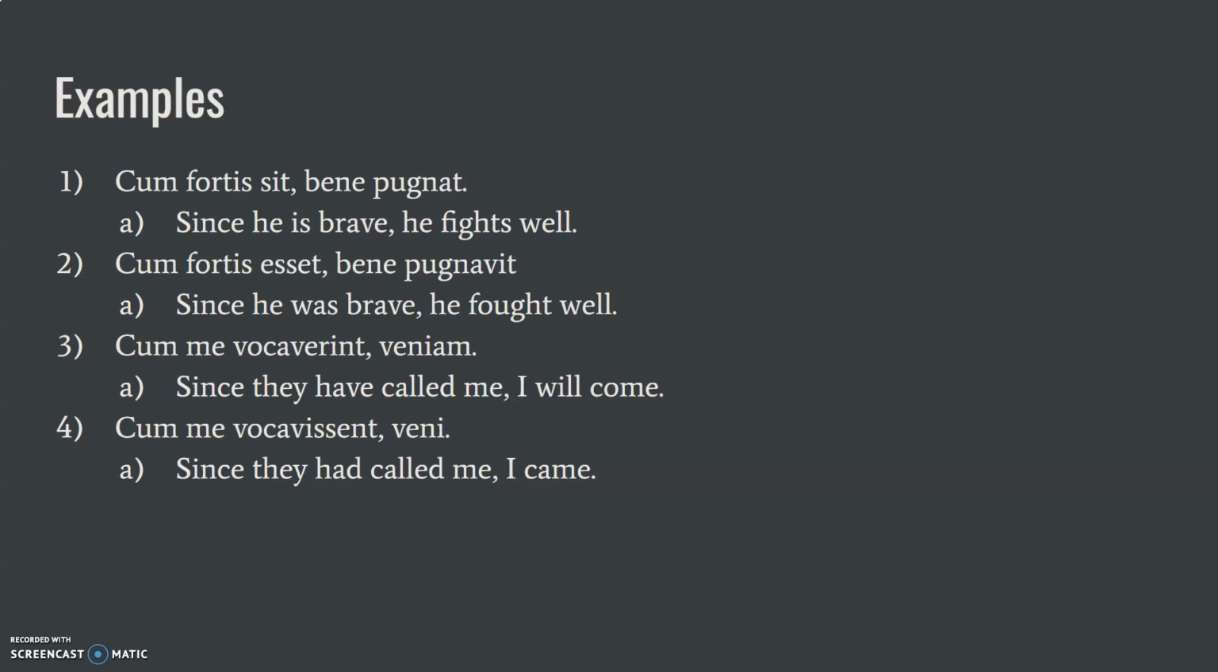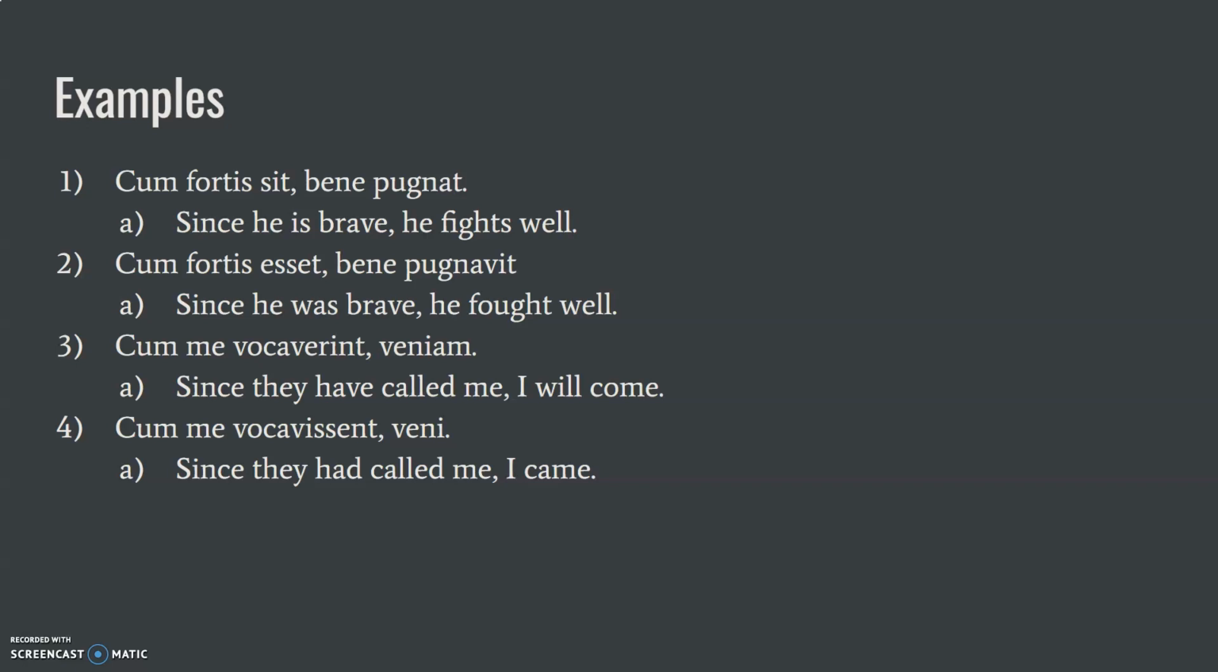So in the first example, cum fortis sit, bene pugnat. So we have cum fortis sit, bene pugnat. Two separate clauses, two different verbs. We have to figure out how they relate to one another. Anytime you see this, two separate clauses, two verbs, we have to find the main verb. Here it's bene pugnat, and we have to say, well, what tense is that? All right, pugno, pugnare, with -at endings. This is just third singular present active indicative. And then we have to say, okay, he fights well. That's our main clause. Now we have to come to that cum clause. Cum fortis sit.